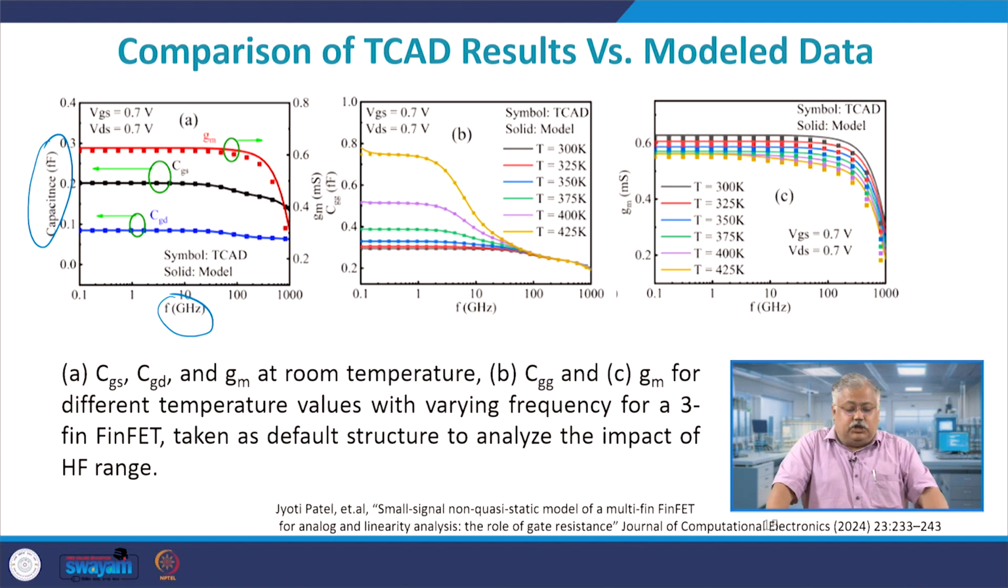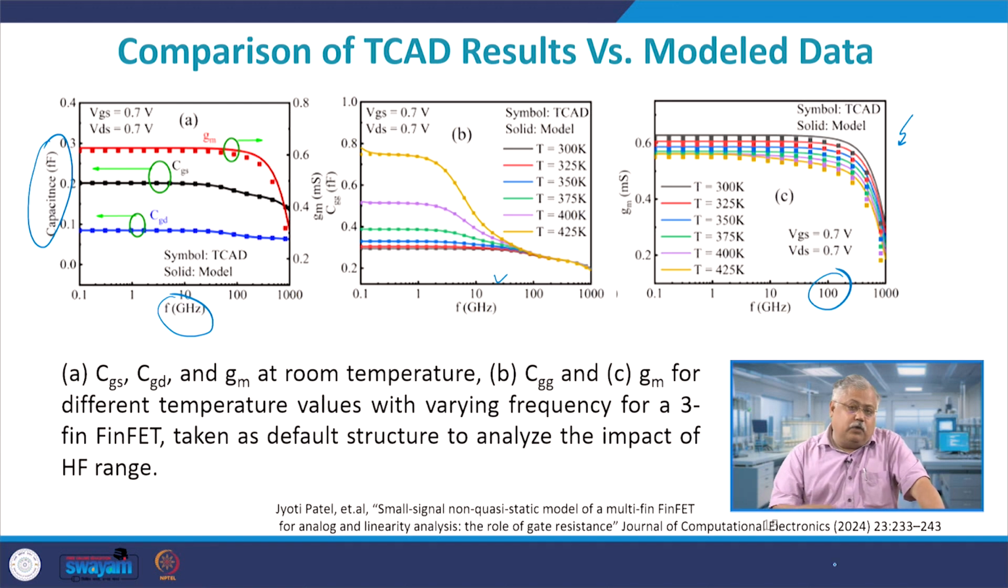Similarly, if you look at CGS and CGD, the black and the blue one respectively, they are initially constant and then show a slight dip near the 1000 gigahertz range. Similarly, if you look at the second figure, there is a drastic fall in the value of CGG at high frequency, and we have plotted this with respect to temperature for higher values of temperature. The last figure is basically transconductance with respect to frequency, and that also shows a dip beyond 100 gigahertz.